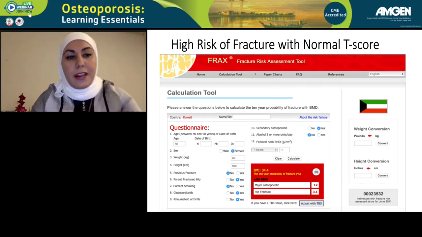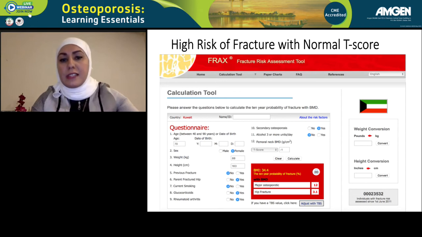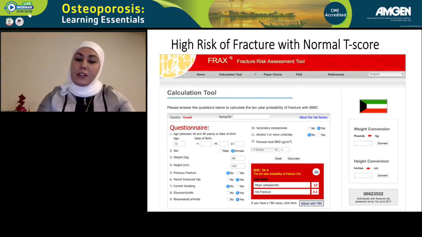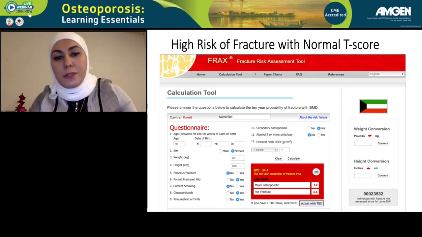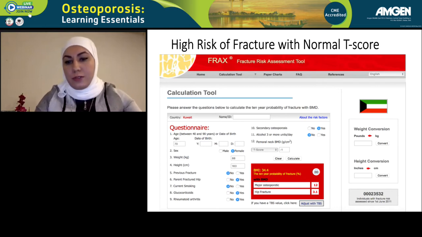But when we apply FRAX, let us say this patient is a 70-year-old female, with a weight of 88 kgs and height of 160 centimeters, with a parental hip fracture history, and she's on glucocorticoids, she has rheumatoid arthritis, and she has type 1 diabetes. When we calculate the major osteoporotic fracture risk, we don't take the hip, we take the major osteoporotic fracture from the Kuwaiti guidelines, it is 12, and this is an indication for treatment in this patient. So that tells us the difference between depending only on the T-score and when we take into account the risk factors.